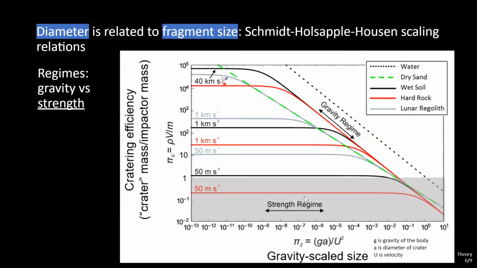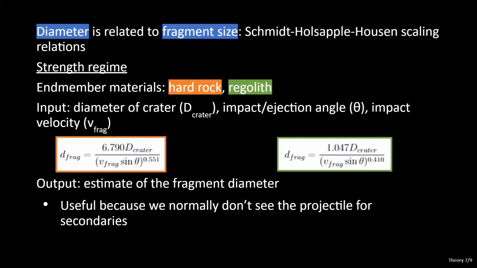Then we see the strength regime down here and the gravity regime over here for a bunch of different surface parameters. We are going to be in the strength regime because of how small and how slow our craters are. Okay, well, that gives us these two equations here.